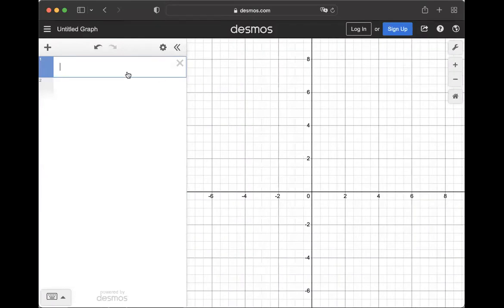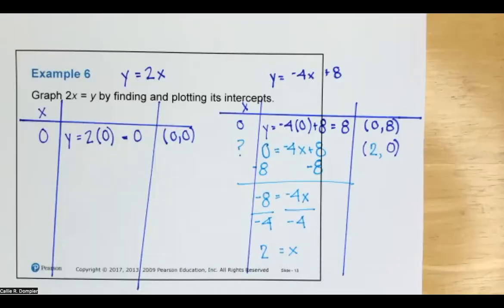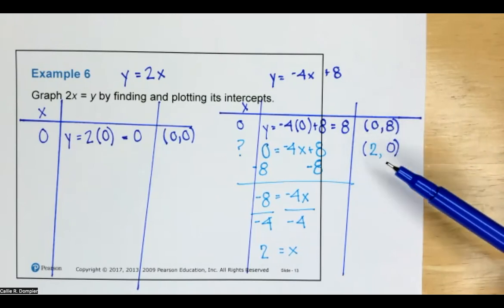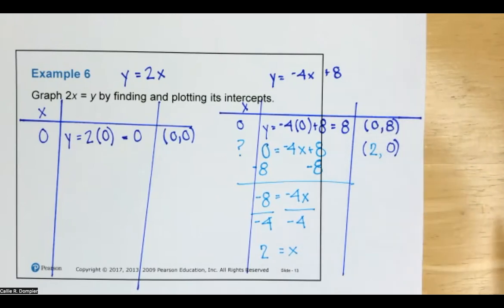So our equation was y equals -4x plus 8. They asked us to find the intercepts. One intercept is (0, 8). The other intercept is (2, 0). So that's what it means when it's find and plot the intercepts. Put in 0 for x, see what you get out for y. Put in 0 for y, see what you get out for x.